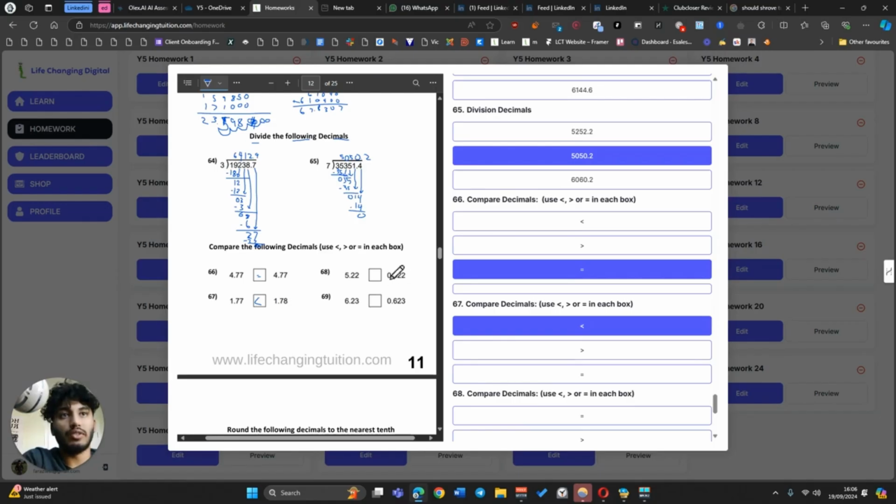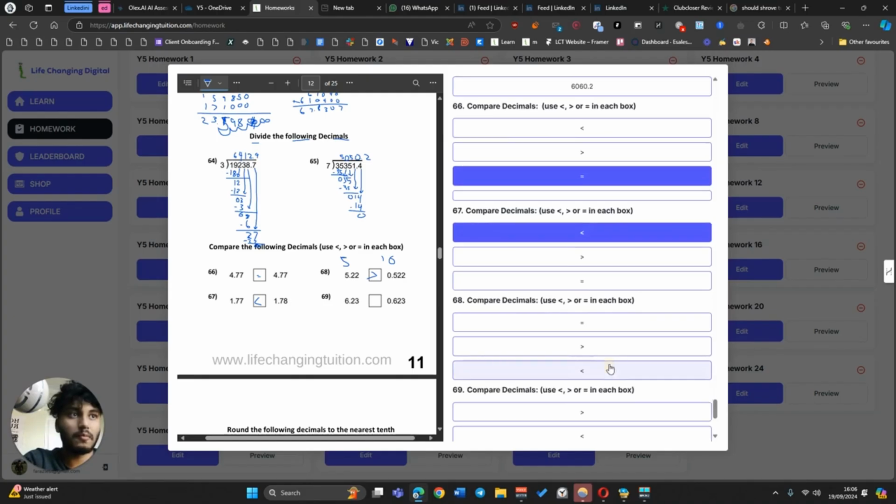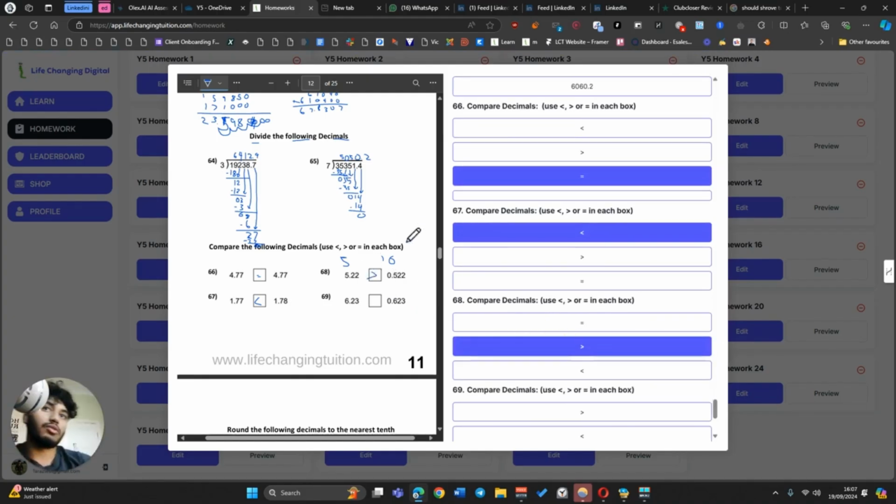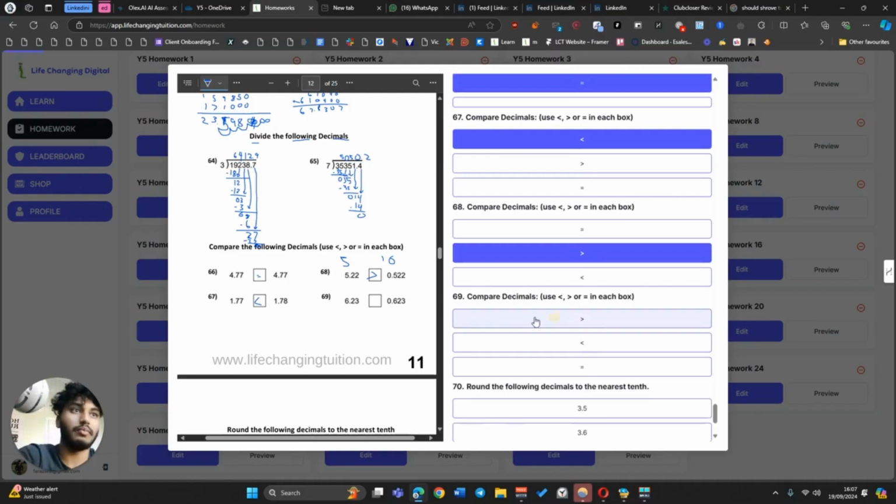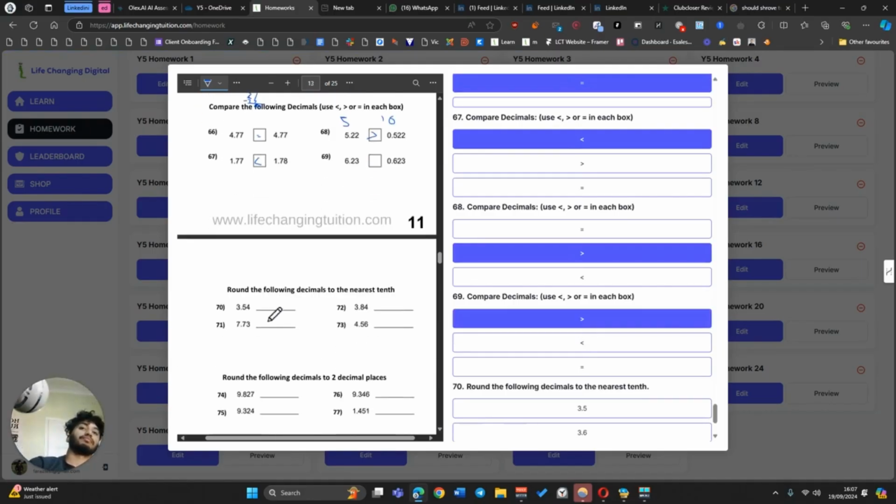Now this one is 0 point something. It's much smaller than 5 point something. This is bigger than 5. This is smaller than 1 and bigger than 0, right? So this is the smaller one. The left is the bigger one. So this one, again, 6 is bigger than 0 point something. So left is the biggest.